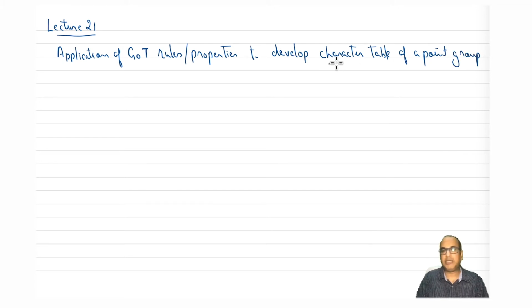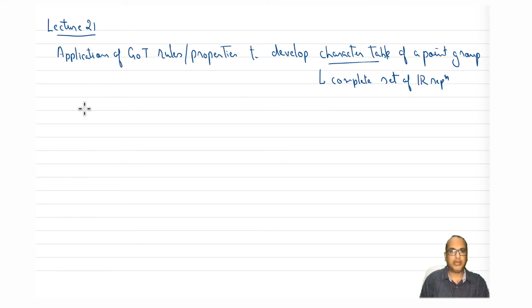So at this point, I will mention that the character table is a complete set of irreducible representations of that particular point group, and then many more things will deal with what all the character table includes. But the basic thing is that it should have the complete set of IR representations. So now let us see by taking an example how to use this great orthogonality theorem's rules to actually develop all the IR representations without doing any symmetry transformations, or symmetry operations.